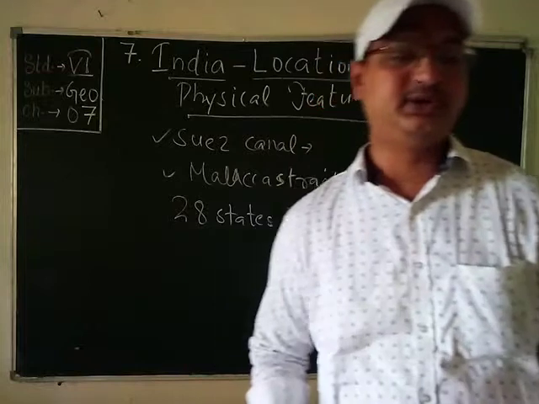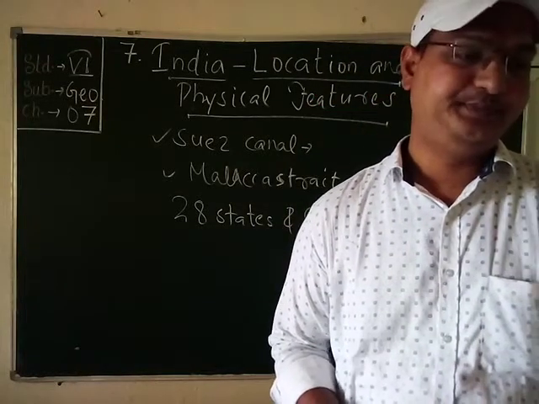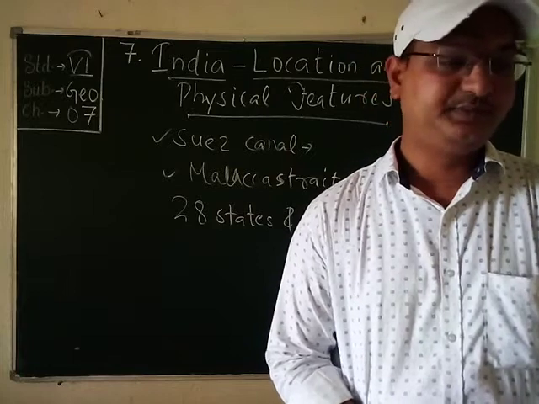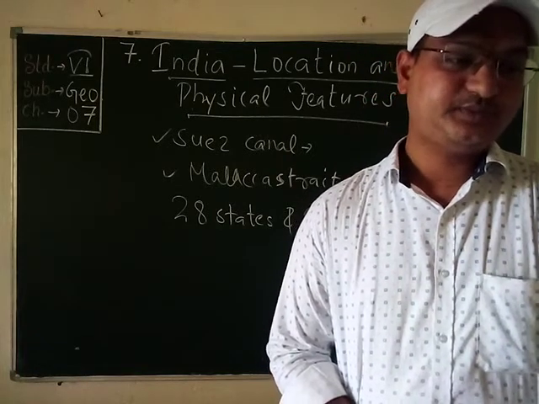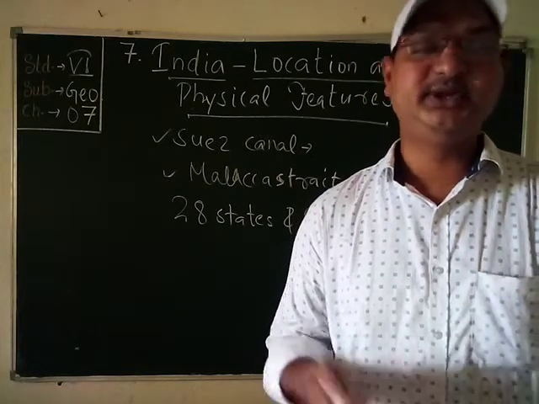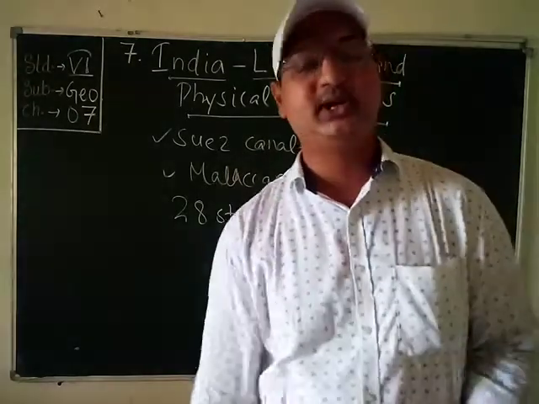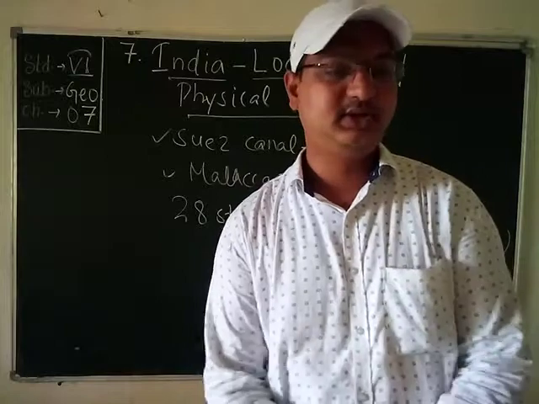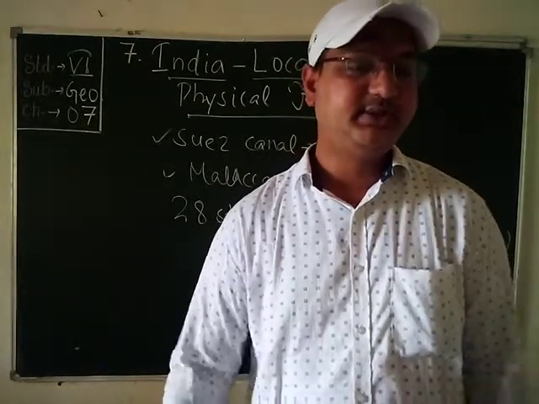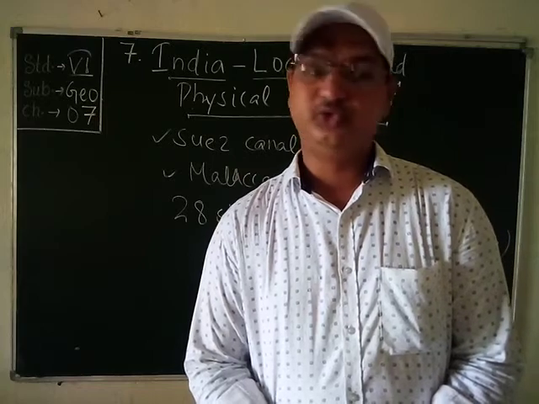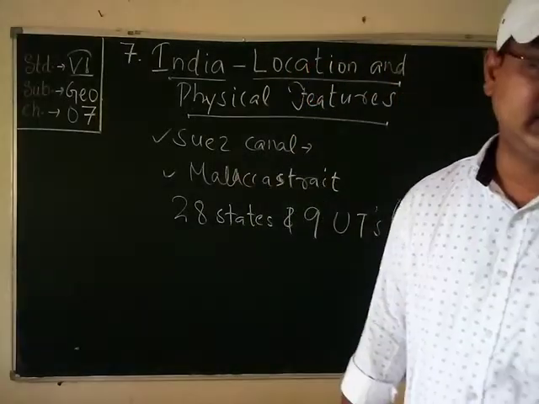Its capital is Daman, situated in Gujarat. Next is Dadra and Nagar Haveli. Its capital is Silvassa. Next is, students, Chandigarh. Its capital is itself Chandigarh. Delhi NCR. NCT means, students, National Capital Territory. Its capital is Delhi itself. Then Jammu and Kashmir. Its capital is Jammu in the west, and Srinagar in the south. Ladakh. Its capital is Leh.